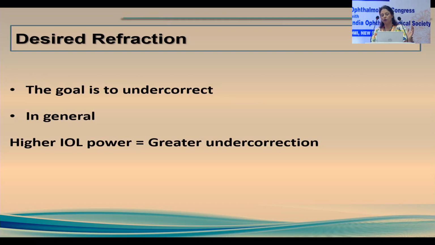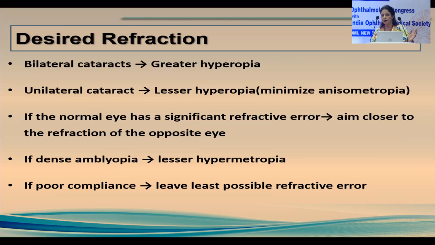Higher the IOL power, more will be the undercorrection. Bilateral cataracts, more than target for more undercorrection. Unilateral cataracts, you need to create a balance between the two eyes. You want to minimize the anisometropia.